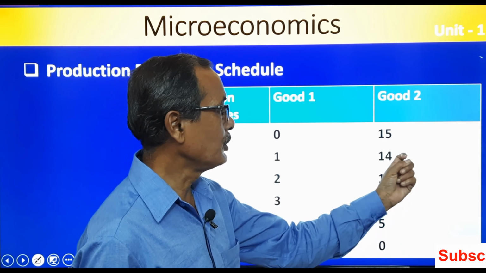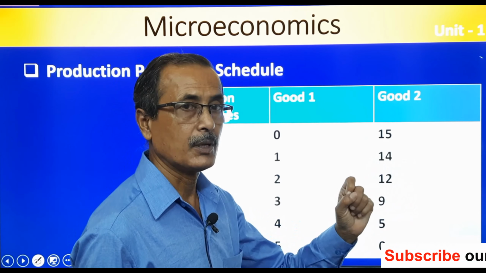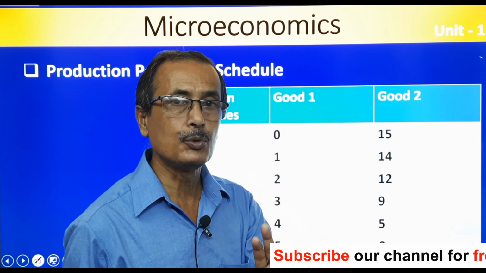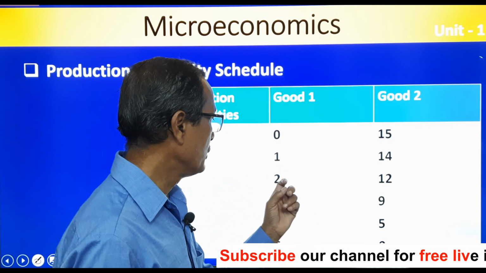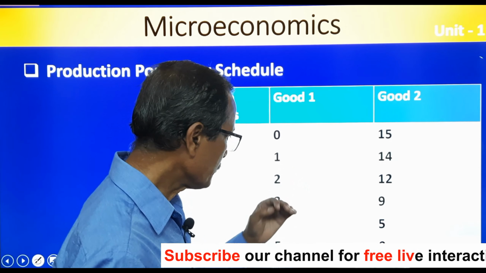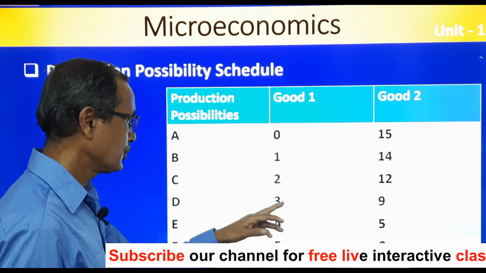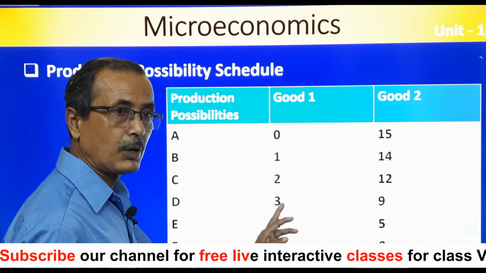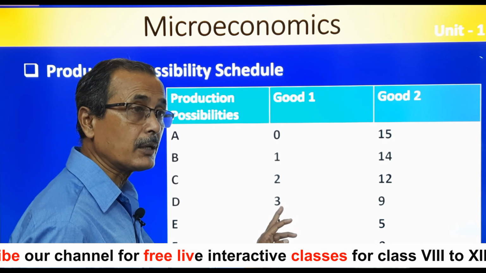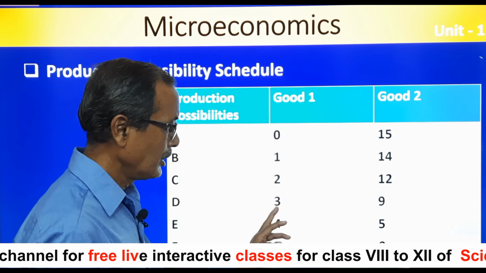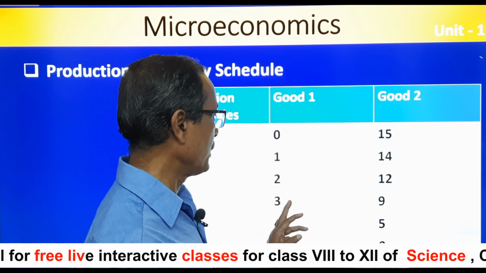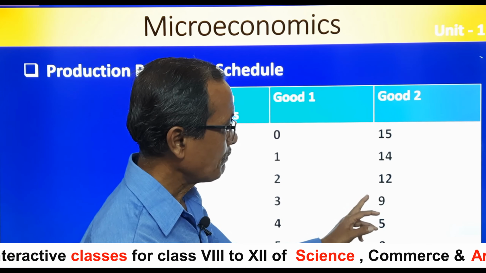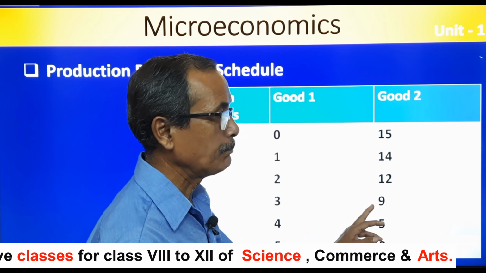देखो 2 यूनिट छोड़ा, 14 से 12 आ गया, मतलब क्या है, you sacrifice 2 units of good 2 and produce 1 unit of good 1. Then next combination 3 D पे है, here you produce 3 units of good 1, मतलब आपने एक प्रोडक्शन बढ़ाया good 1 का. When you increase production of good 1 by 1 unit, see here you sacrifice 3 units of goods, मतलब 12 to 9.